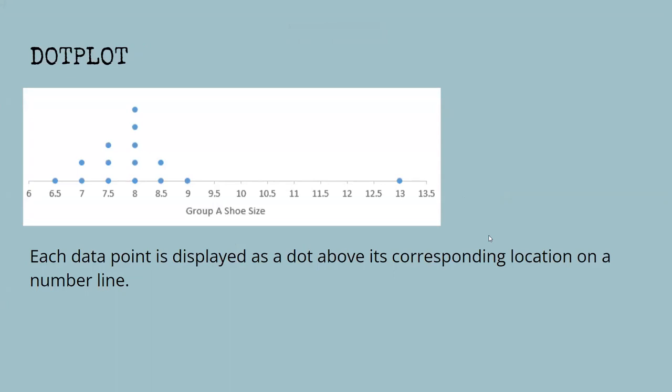Well, there's lots of different things that we can do. One is a dot plot. Maybe you've seen this before, but it's pretty straightforward, honestly. Each data point is displayed as a dot, and you draw the dot wherever the data is. So that's pretty easy. And obviously, you can tell a mode easily, and you could assume that 13 is an outlier.